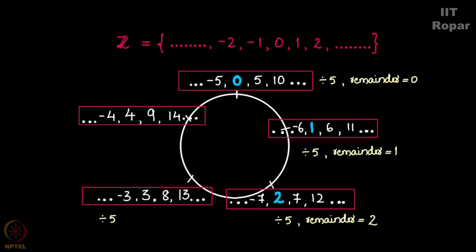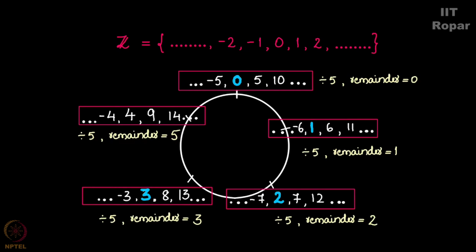Now, I'm going to do the same thing for 3, 8, 13. I'm going to divide it by 5 and I see that remainder is 3, right? 13 divided by 5 gives me a remainder 3 and so on. So I'm going to highlight 3 here. Now, when I divide -4, 4, 9, 14 by 5, what happens? The remainder happens to be 4 there. 9 divided by 5, the remainder is 4, and 14 divided by 5, the remainder is 4, and so on.